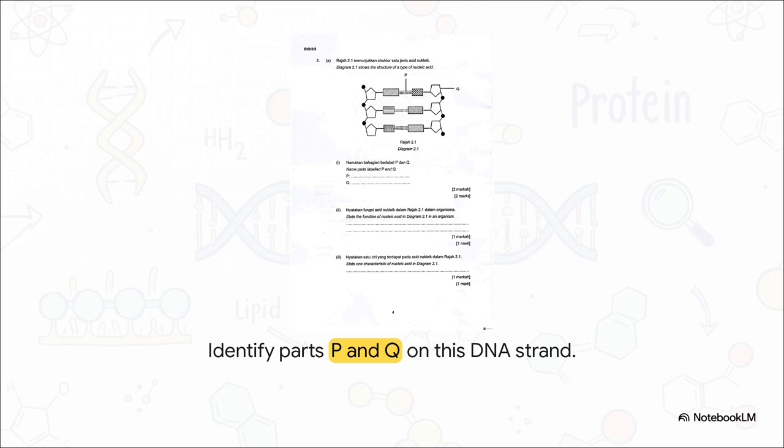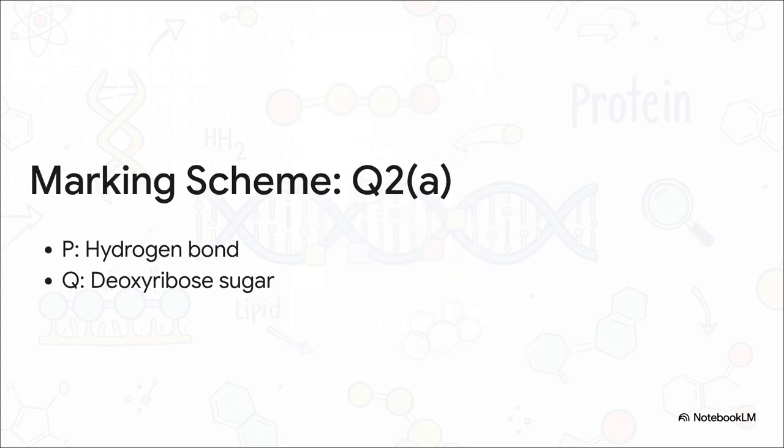P is pointing to the weak bonds connecting the two rectangular bases across the middle. Q is pointing to the pentagon-shaped structure forming the backbone alongside the phosphate group. Using our textbook knowledge, we can totally nail the official marking criteria. P represents the hydrogen bonds.